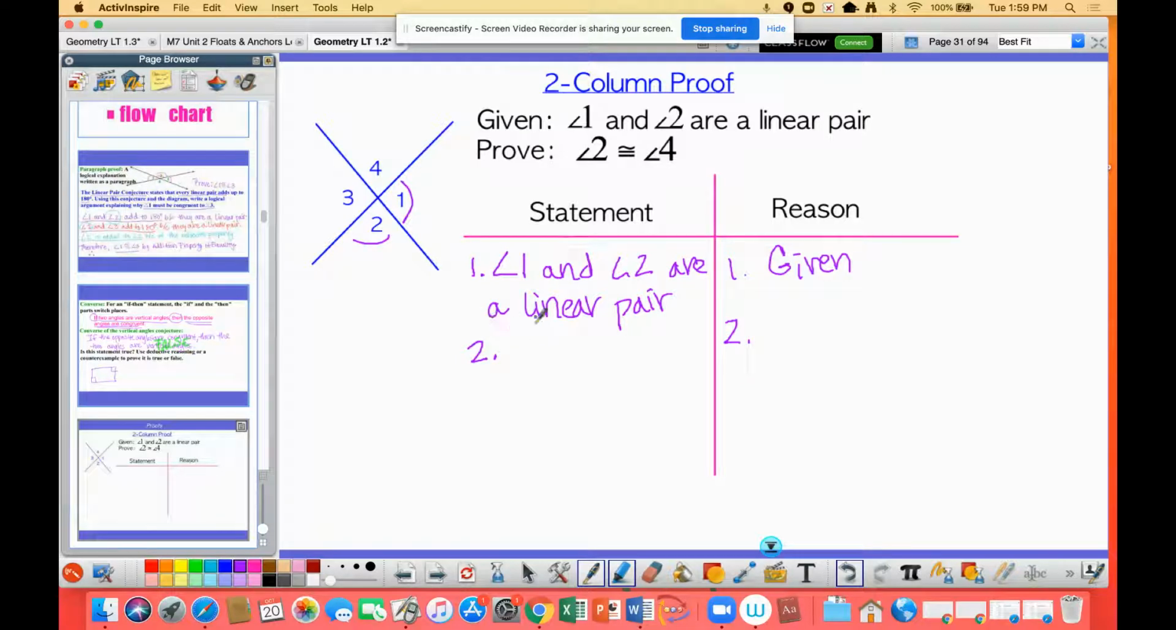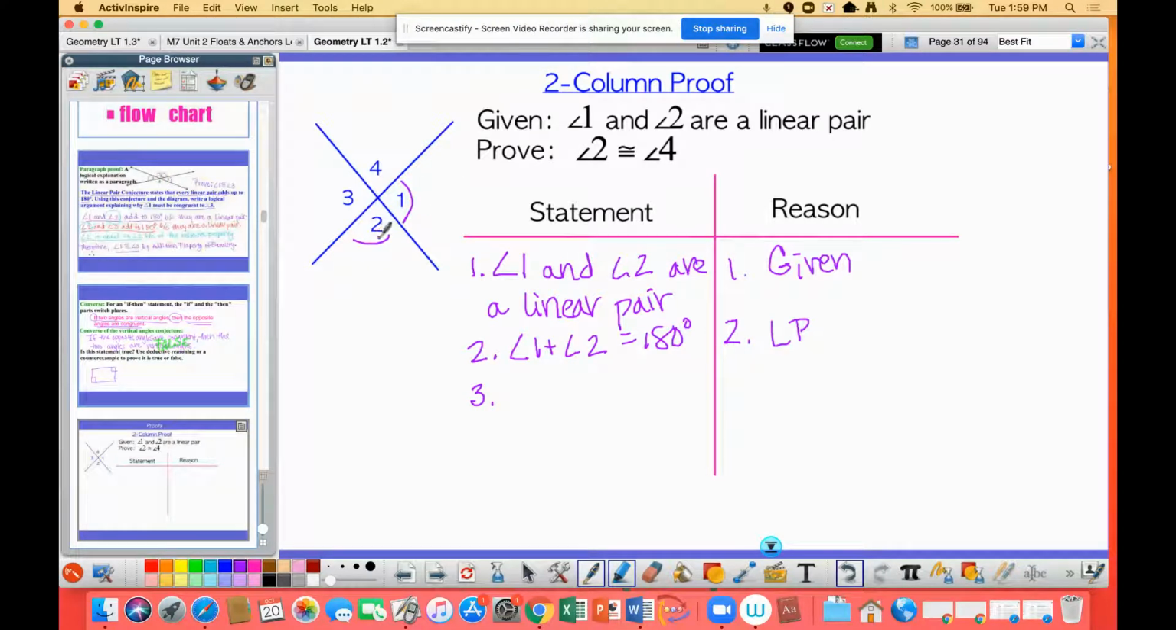Okay, our second statement then is angle 1 and 2 equal 180 degrees. So angle 1 plus angle 2 equals 180 degrees. And we know that because it is a linear pair. And you can just do LP for linear pair. So I know angle 1 and 2.